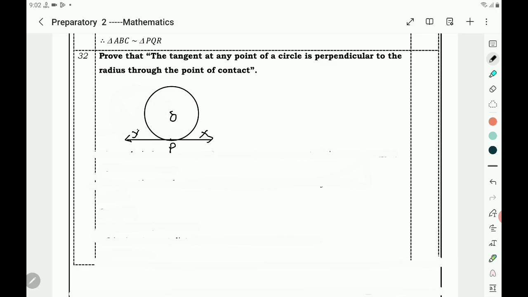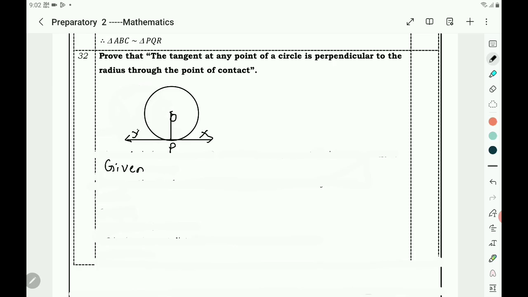Here we have to prove that the tangent at any point of a circle is perpendicular to the radius through the point of contact. Here P is the point of contact. Join the center to P, that becomes the radius at the point of contact. Here what we have to prove? We have to prove that the radius is perpendicular to the tangent at P.